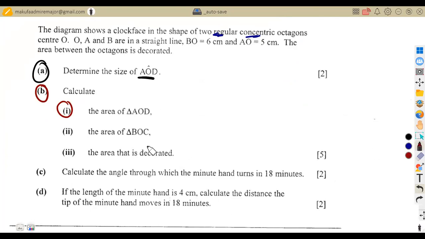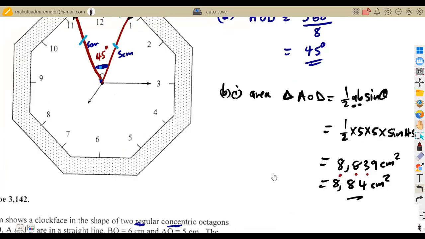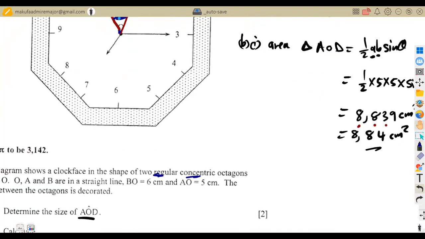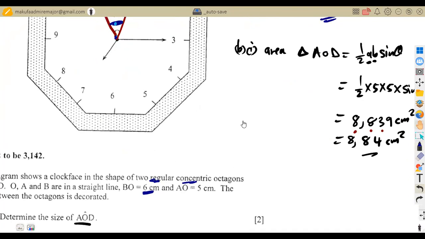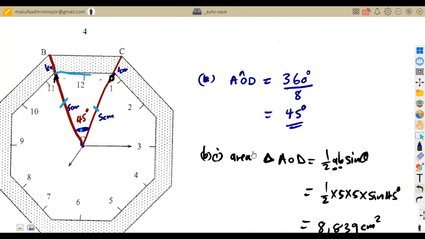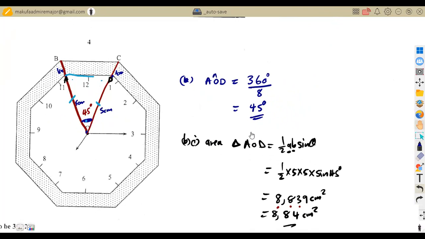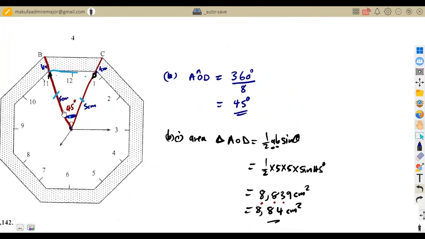Then we move on to the next part, which is item two, the area of triangle BOC. So if we are to take note, we are referring to the wall of this part now, from B to O to C, like this part. This is what we are referring to. Remember, B to O is 6 centimeters in this case. So if you check on the memo of this part or the marking guideline of this paper, it was actually an error where they used 7 centimeters. This is 6 centimeters from B to O.